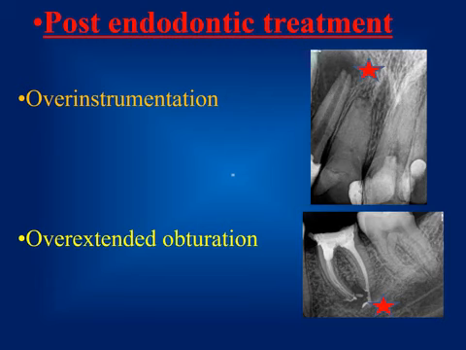Post-endodontic treatment. This may happen when we do over-instrumentation. This happens when I'm not very accurate with my working length, and my files enter the periapical region. This will make a lot of irritation and will make an open apex. This open apex will allow irrigating fluids to go periapically and make a lot of irritation.